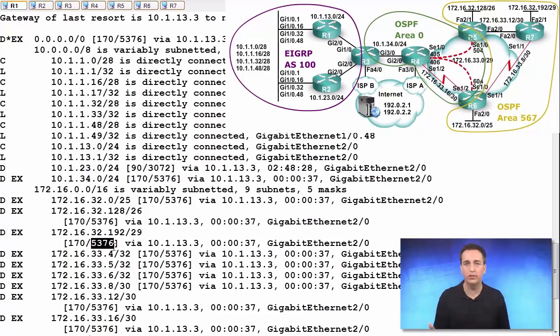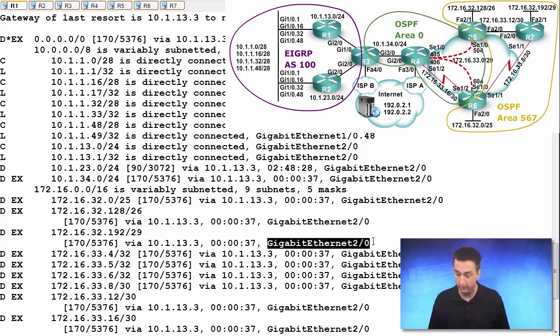Now, the metric's cumulative. There's no concept of E1 versus E2 with EIGRP like there is with OSPF. So we had that seed metric we defined based on bandwidth, delay, reliability, load, MTU. There was a calculation done based on that, redistributed in, and now R1 sees that as a reported distance from R3. That's going to add its metric to get to R3, and this is what the result is, 5,376. Get there via R3, and we use our exit interface of gigabit Ethernet 2/0.